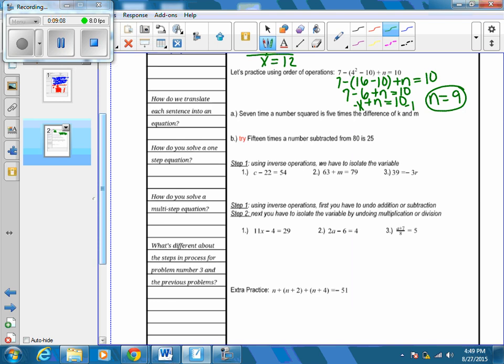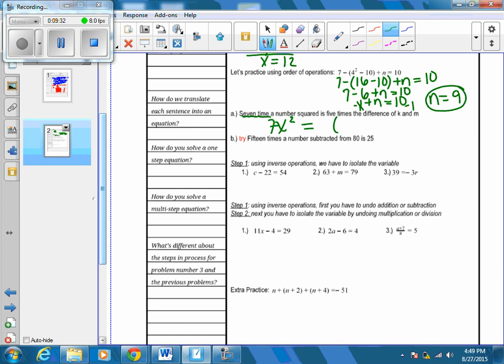Let's just call that number x, okay? And then in the beginning it says 7 times that number. Alright, so 7 times a number squared is. So "is" is another word for equals. Okay, so 7 times a number squared is 5 times the difference of k and m.